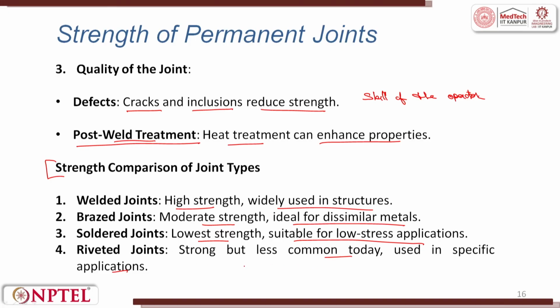That is, the base material is sometimes not melted, only the filler material is melted and these are joined. This is brazing. Soldering is when brazing is done at a lower temperature. For example, soldering is majorly used in electronics components. At low temperature, the filler material is different than the base material with a lower melting point, and that helps to join the two mating surfaces. So, that is the difference, and riveted joints, as written here, are less common today and are used in specific applications only.